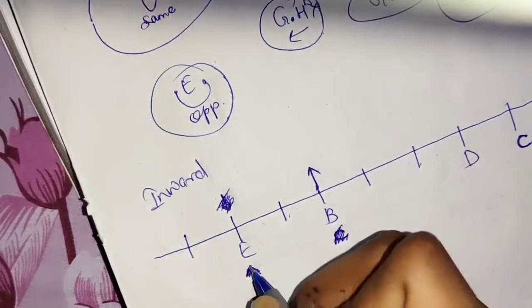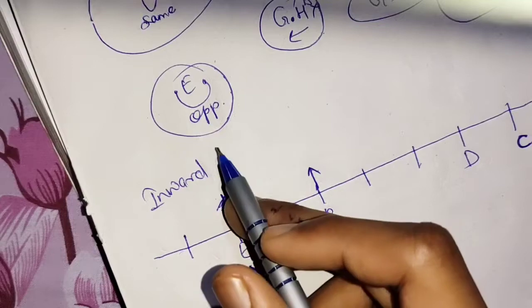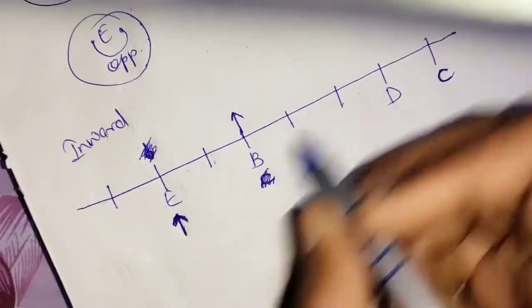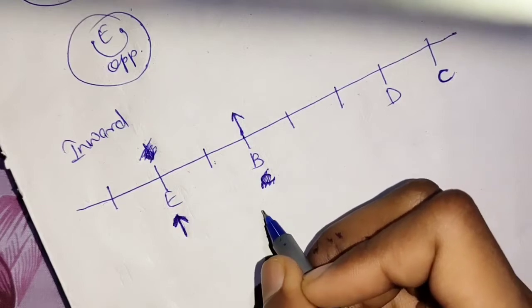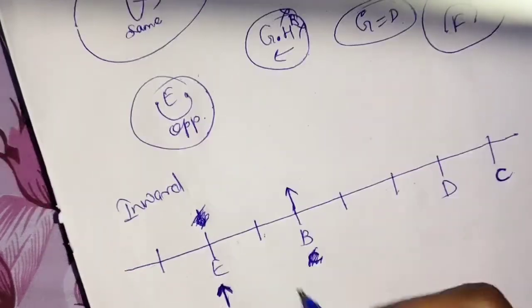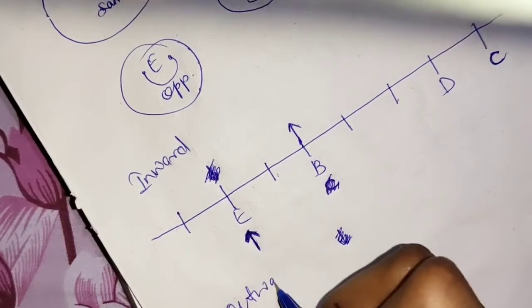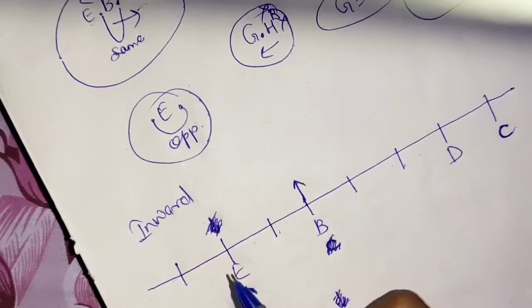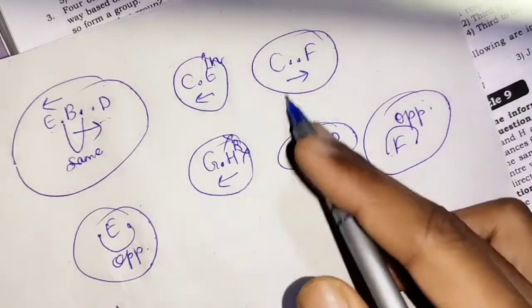That is, if anybody's direction is this, then that person is facing the center, and if anybody's direction is this, then that person will be facing outwards. Clear? So this is inward and this is outward. So B is also facing inward and E is also facing the center. Now we will see other points.